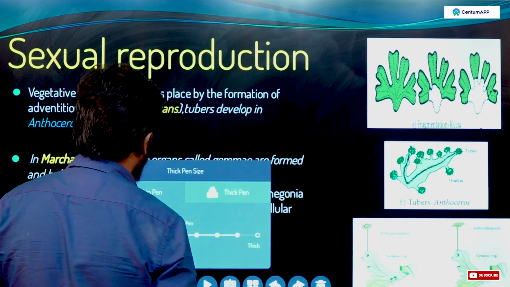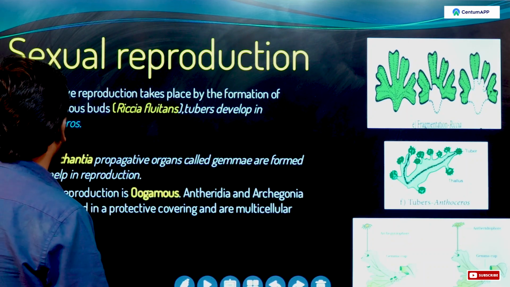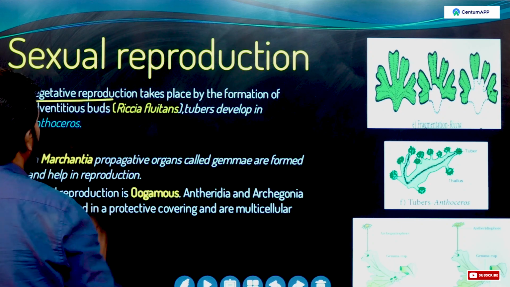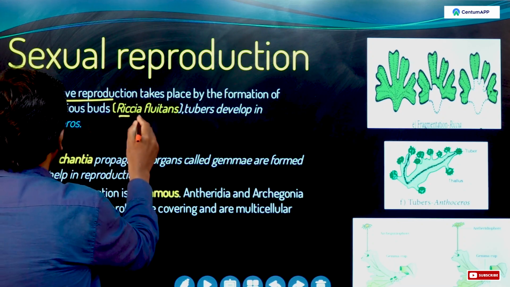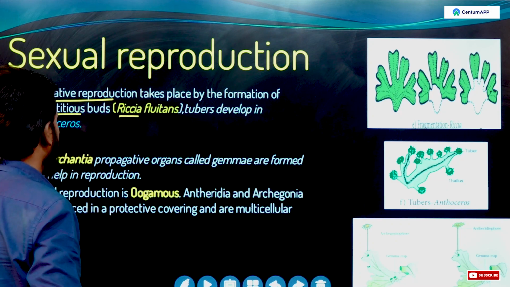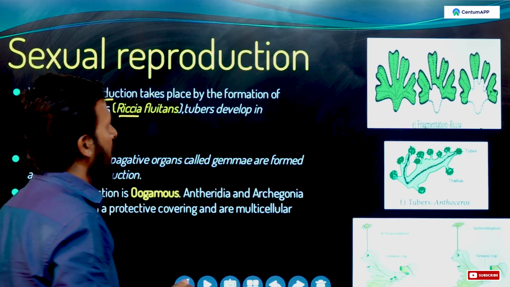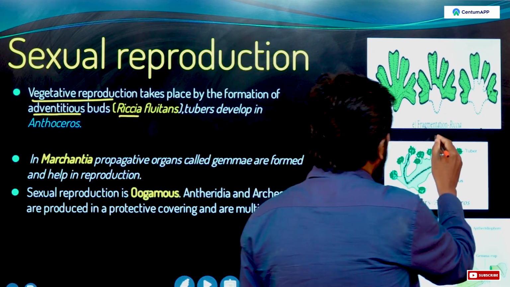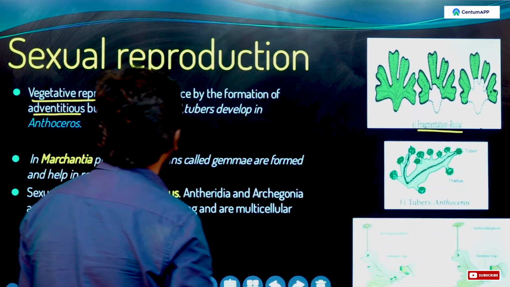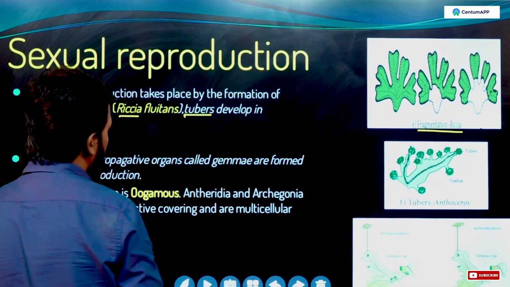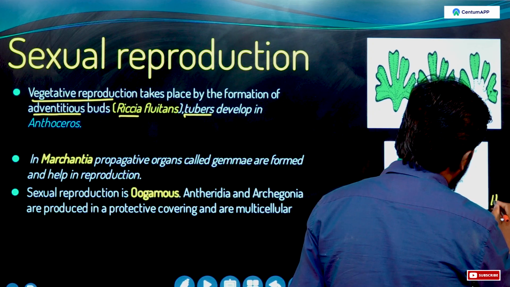In sexual reproduction, and vegetative reproduction. Vegetative reproduction is found in Riccia, that is adventitious root systems and adventitious bud formation. That is the nodal regions developing buds, especially fragmentation in Riccia. Then tuber-like structures form in Anthoceros. This Anthoceros is a hornwort.